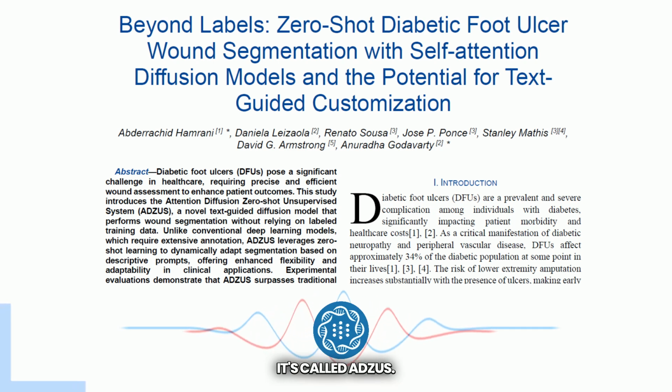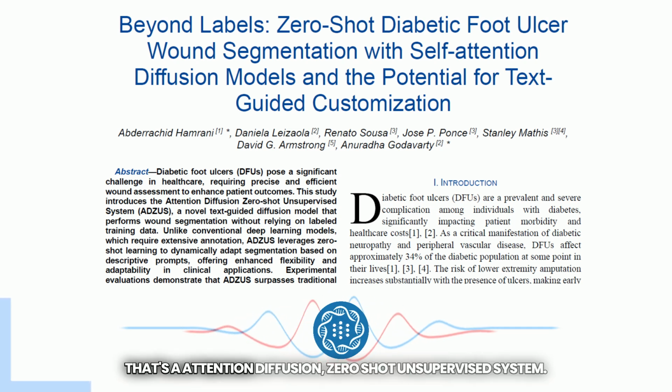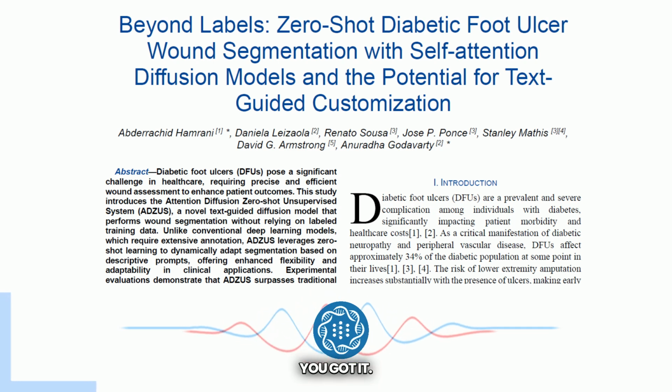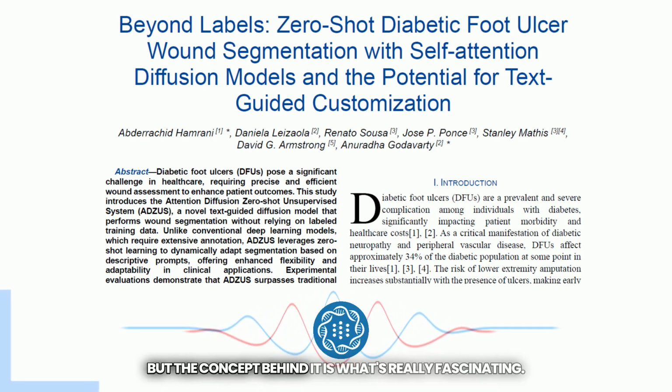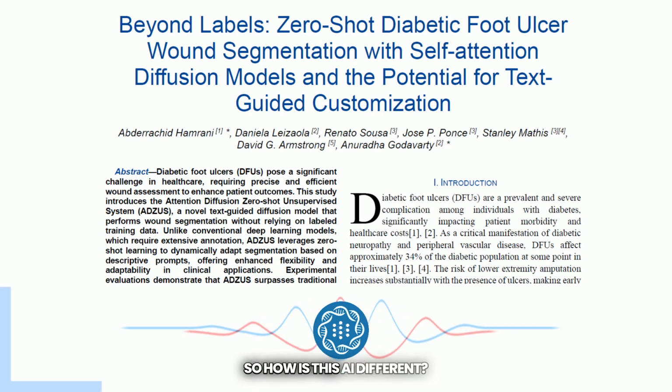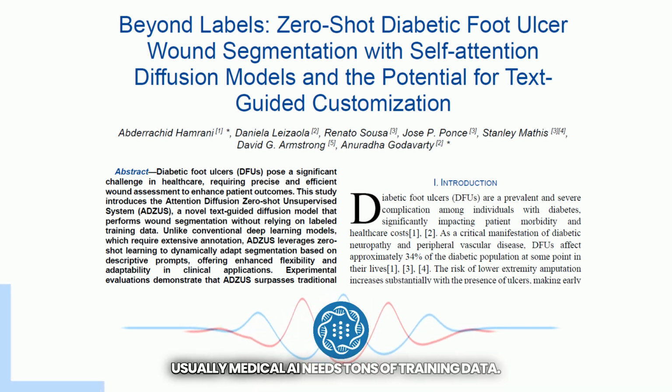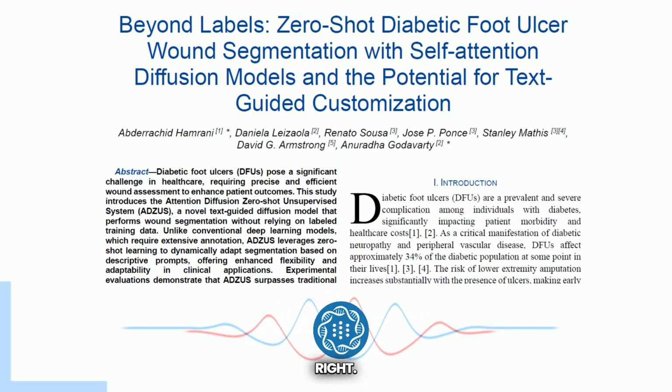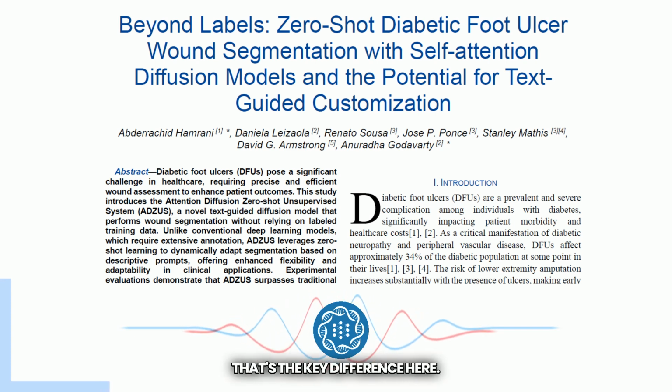It's called ADZUS. ADZUS. Okay. That's Attention Diffusion Zero-Shot Unsupervised System. You got it. Quite a name. But the concept behind it is what's really fascinating. So how is this AI different? Usually medical AI needs tons of training data, right? Labeled images. That's the key difference here.